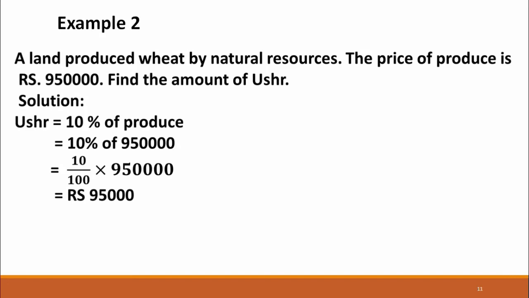So Ushr is 10% of the produce. So 10% of 950000. 10% means 10 divided by 100, and 'of' means multiplied by the total. So after simplification, we obtain the amount of Ushr for this total amount as 95,000 rupees.